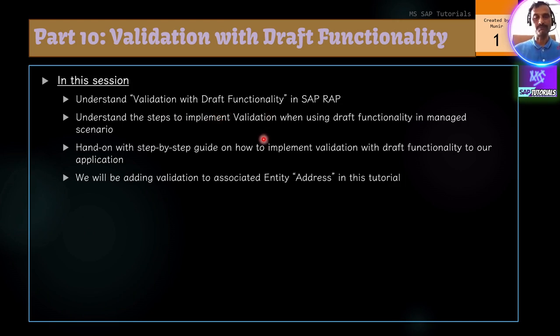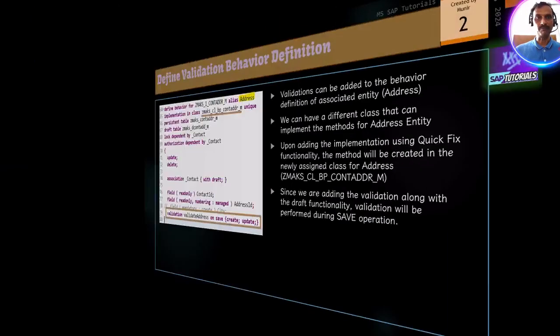Last session, we implemented the draft functionality for our contact and address. So in today's session, we will try to understand how the validations work and we will implement a validation for our associated entity address in this tutorial. With that, let's move on.